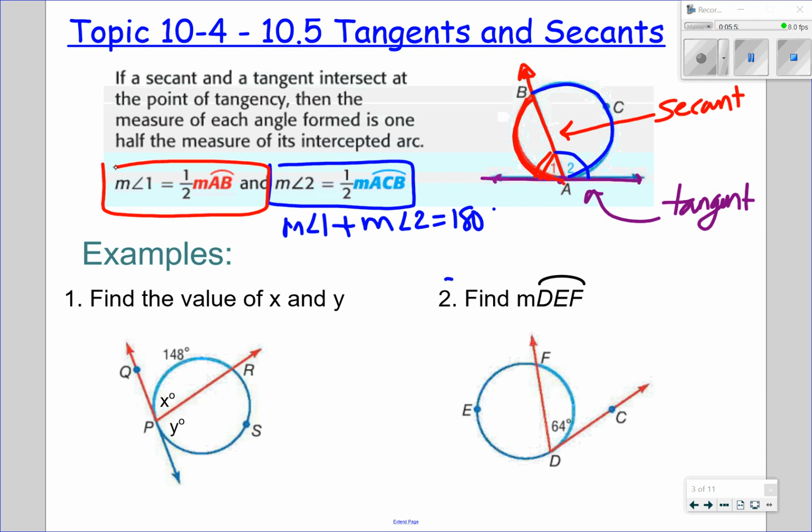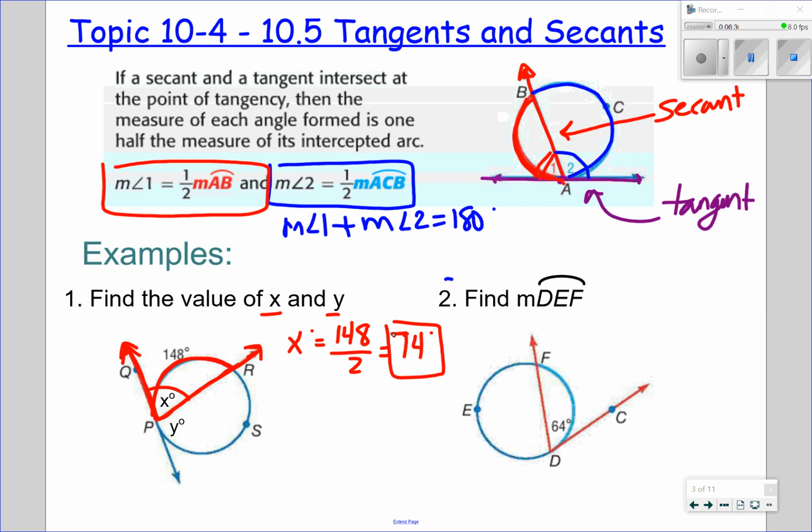So number 1 says find the value of x and y. Well, I can look at either one. We can find either one in whatever order you want. It doesn't matter. Let's go ahead and look at x first. So x is this angle created by this secant and this part of the tangent line. And x is going to be half of this arc. So we know that x is going to be equal to 148 divided by 2. And if you cut that in half, you get 74 degrees.